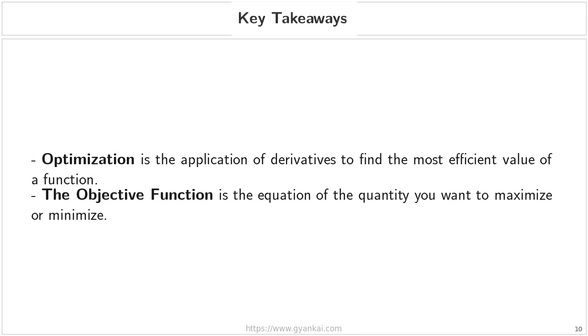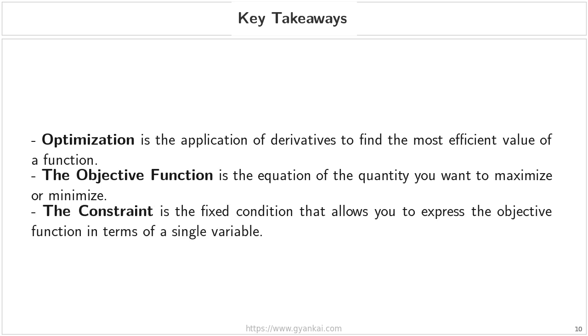Next, we have the objective function. This is the mathematical equation representing the specific quantity you are trying to maximize or minimize. Think back to our examples. The area of the rectangular garden and the surface area of the cylindrical can were our objective functions.